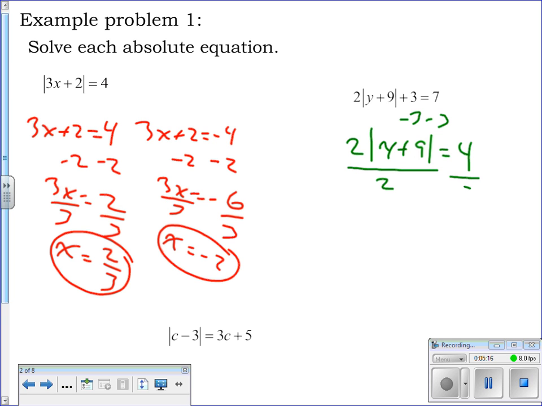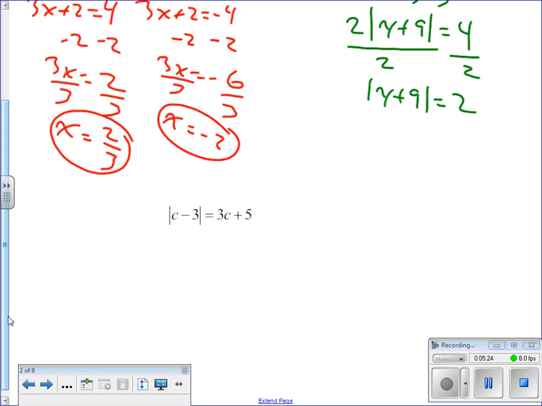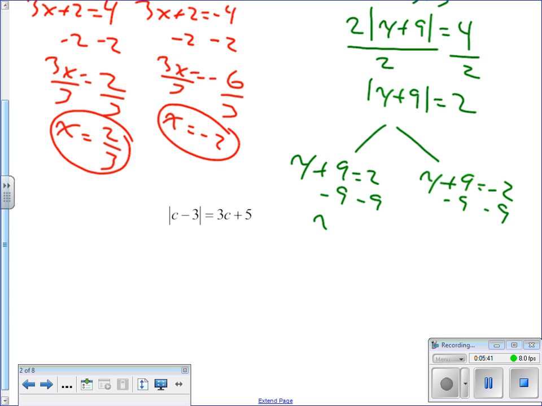Divide both sides by 2. Absolute value of y plus 9 is equal to 2. Solve for absolute value. Now I split it into 2 problems. Y plus 9 equals 2. Y plus 9 equals negative 2. Subtract 9. Y equals negative 7. Y equals negative 11.